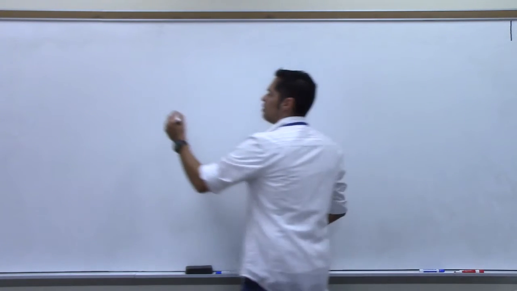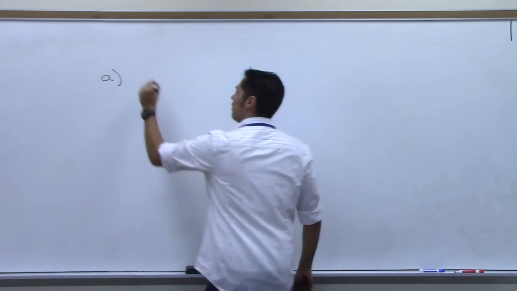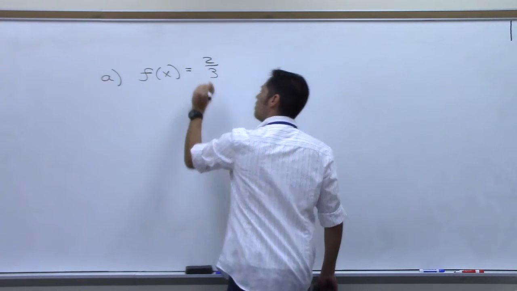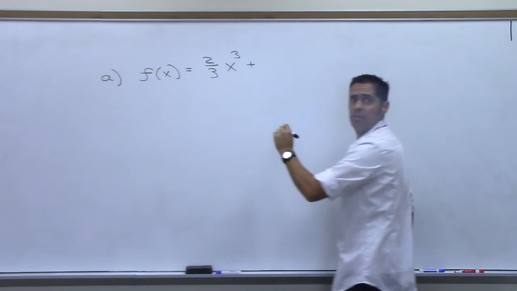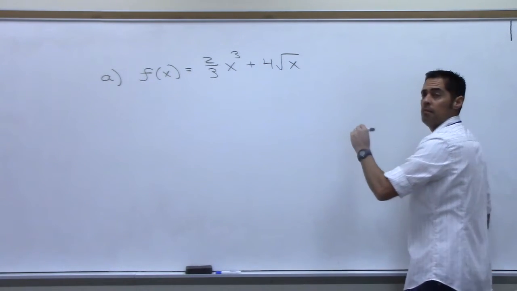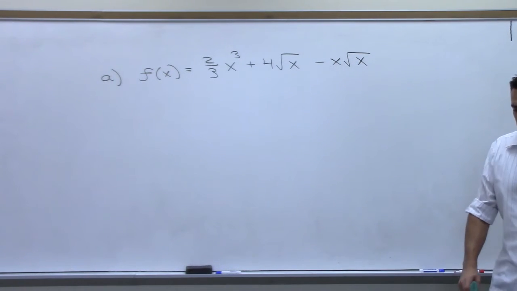All right? So for part A, I'm given a function here, 2/3 x cubed plus 4 square root of x minus x square root of x. And we're asked to find the antiderivative.